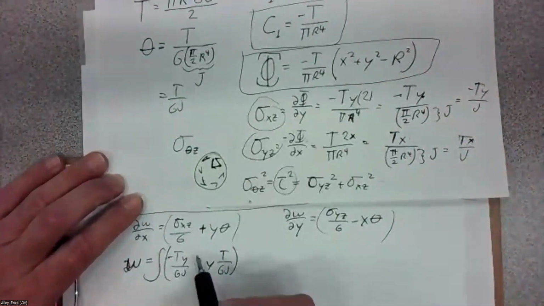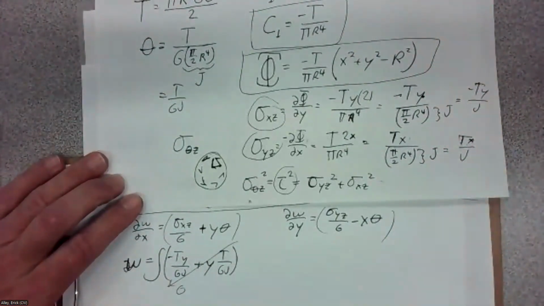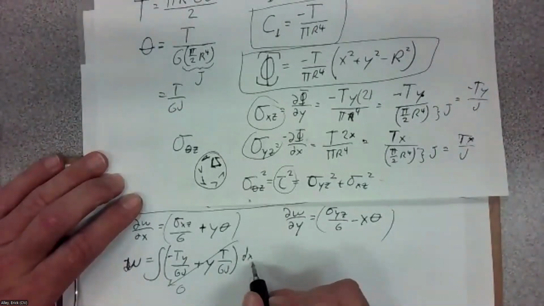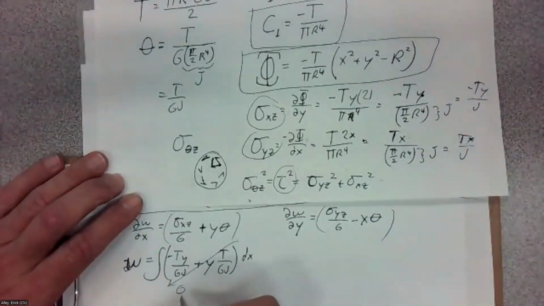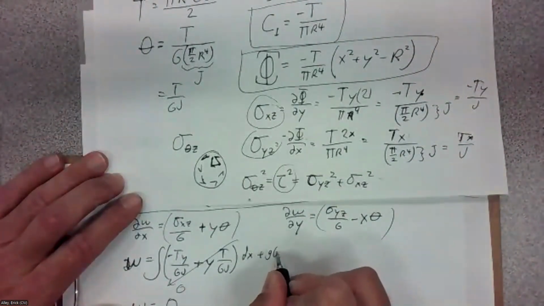Well, I can see pretty quickly right there, this is 0. So if I'm integrating up dx, I can only get a constant. That's a rigid body motion. We're not worried about that. So warping there is going to be 0.